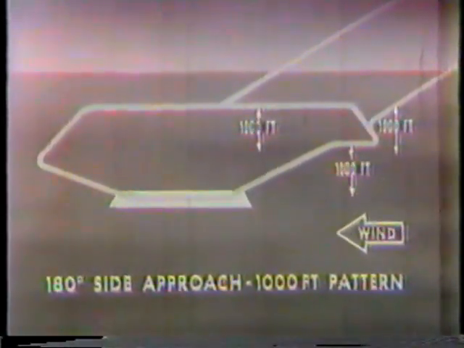Here is an airfield with the wind direction indicated. Traffic into and out of the airfield follows a definite pattern like this. We will use one runway for simplification. Each part of the pattern has a name. The takeoff leg, the crosswind leg, the downwind leg, the base leg, and the final approach. We will discuss the 180-degree side approach using a 1,000-foot pattern.